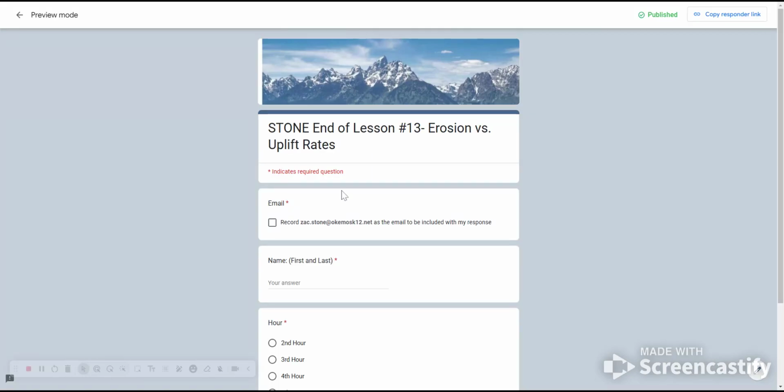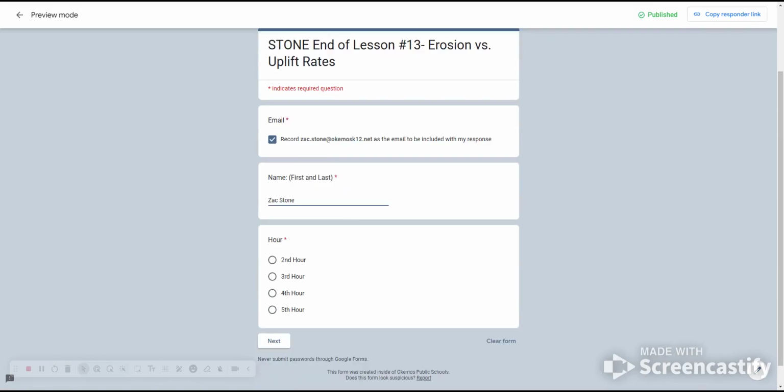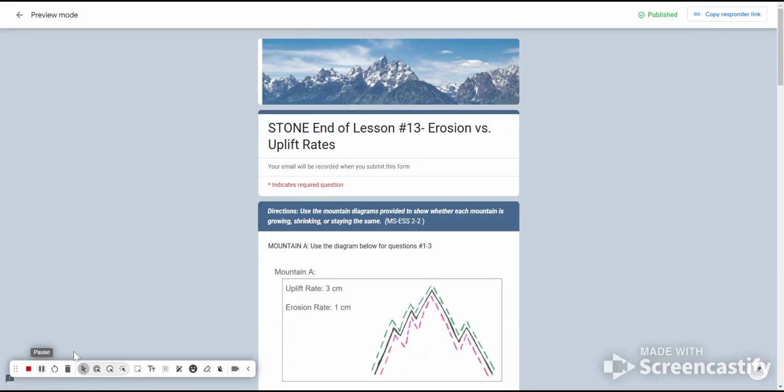Okay, here we go. We have the end of lesson 13, erosion versus uplift rates. You won't see this, but we'll select my email, and I'll type in my name and my period, and we keep moving on. I don't know why you won't let me. And now here we are, we have mountain arrow.